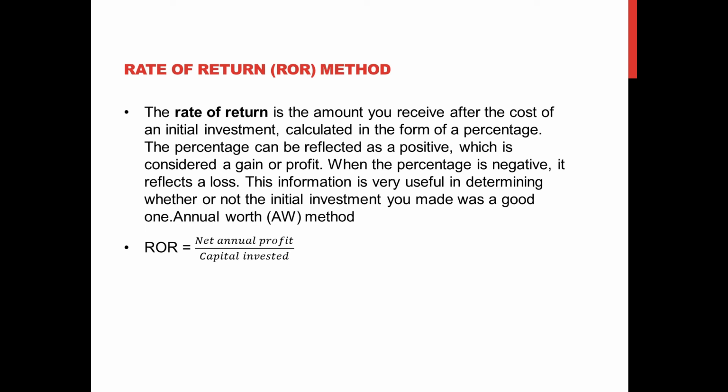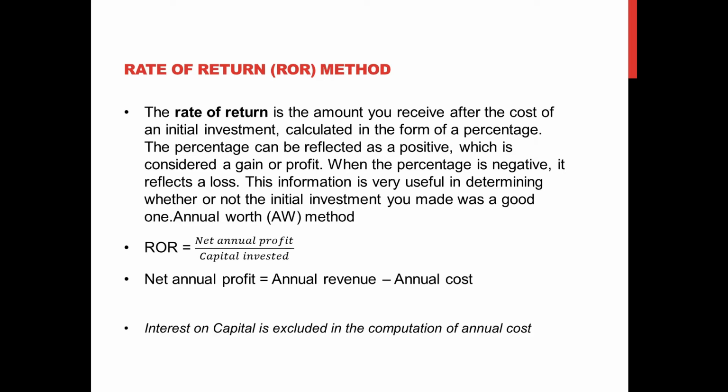The net ROR has the formula equal to net annual profit over the capital invested, wherein the net annual profit is equal to the annual revenue minus the annual cost. So take note, our reference here in the cash flow are the annual costs. That is why we just subtract the revenues collected annually less the annual cost, which consists of depreciation, taxes, and maintenance costs. So in here, the interest on capital is excluded in the computation of the annual cost.